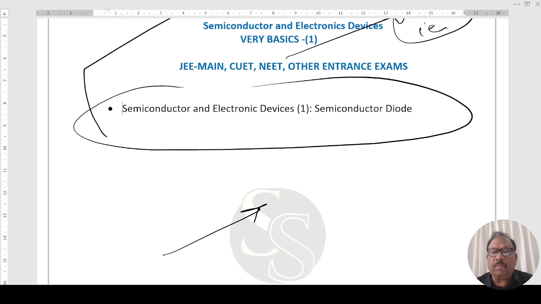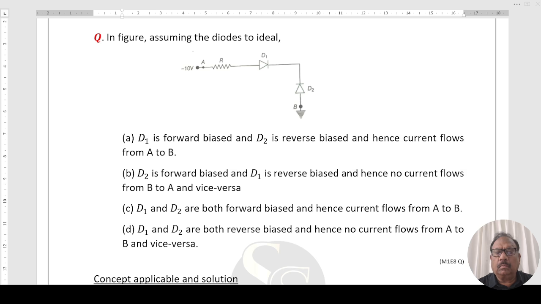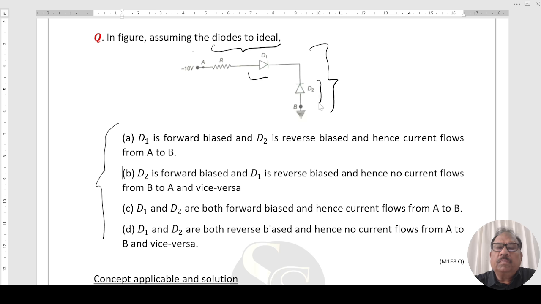Now let's start with the question. In the figure, assuming the diodes to be ideal, we have to pick one correct answer out of the 4 options available. This is a diode, this is also a diode. Minus 10 volt is applied here. This is grounded. Grounded means earth, you can say 0 volt, right?